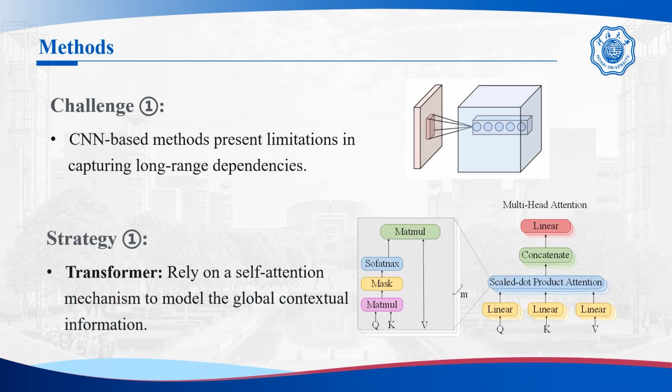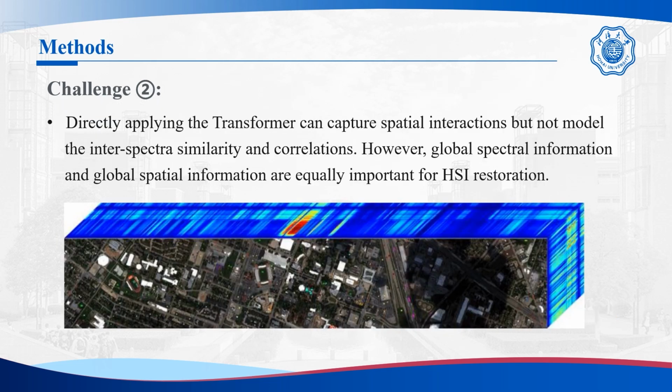However, Transformer relies on the self-attention mechanism to model the global contextual information and has the potential to relieve the aforementioned limitation of CNN-based methods in HSI restoration. Directly applying the transformer can capture spatial interactions but not model the interspectral similarity and correlations.